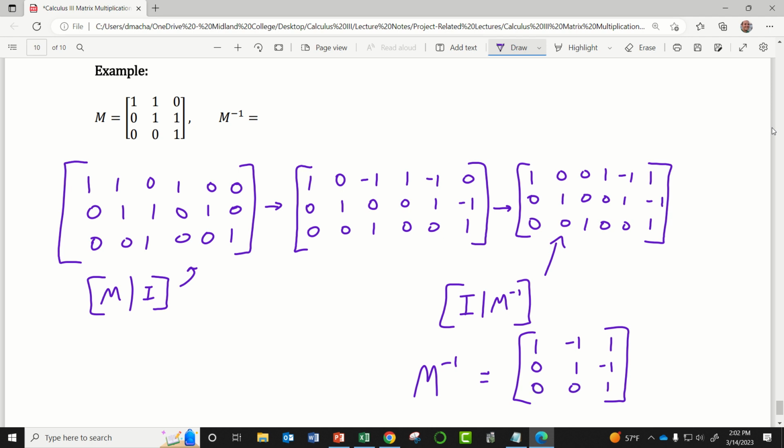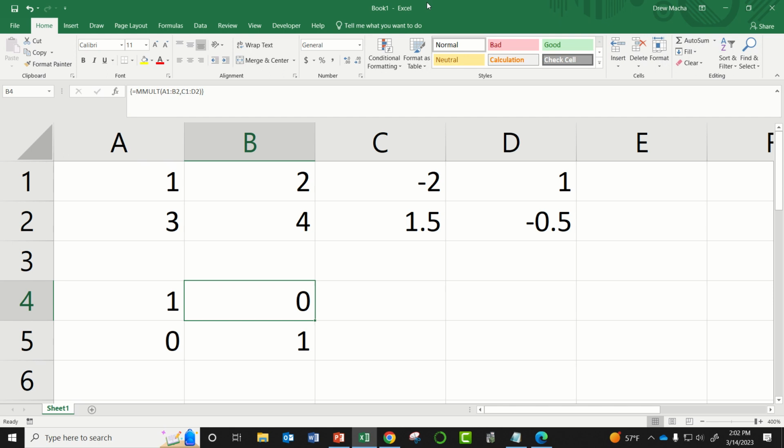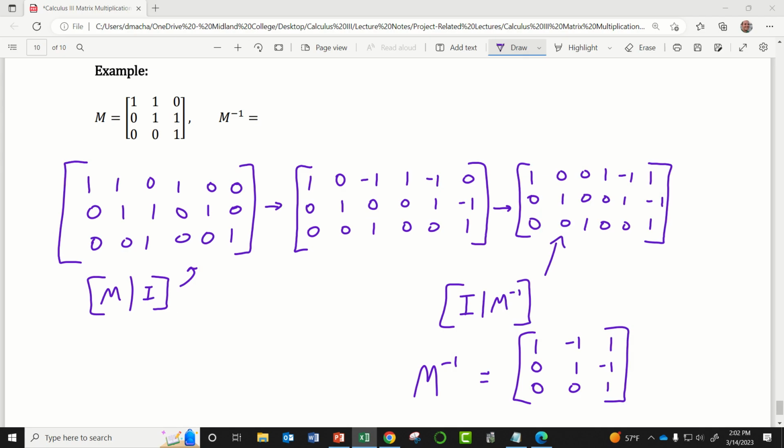And I can check my work the same way. If this checks out in Excel, then we know that we haven't made any silly mistakes with our arithmetic, but it is always worth checking your work if you can. So, original matrix 1, 1, 0, 0, 1, 1, and 0, 0, 1. The inverse matrix is 1, negative 1, 1, 0, 1, negative 1, and 0, 0, 1.